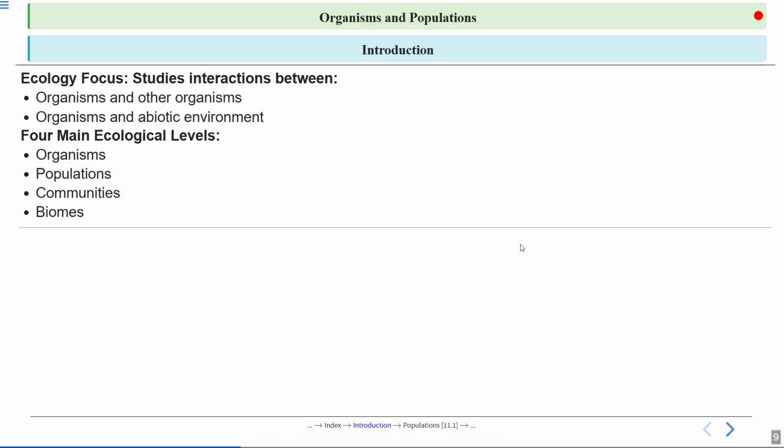And finally, we have biomes, which are large areas characterized by specific climate conditions and type of vegetation, or type of animals. Examples include desert, forest, and grasslands.